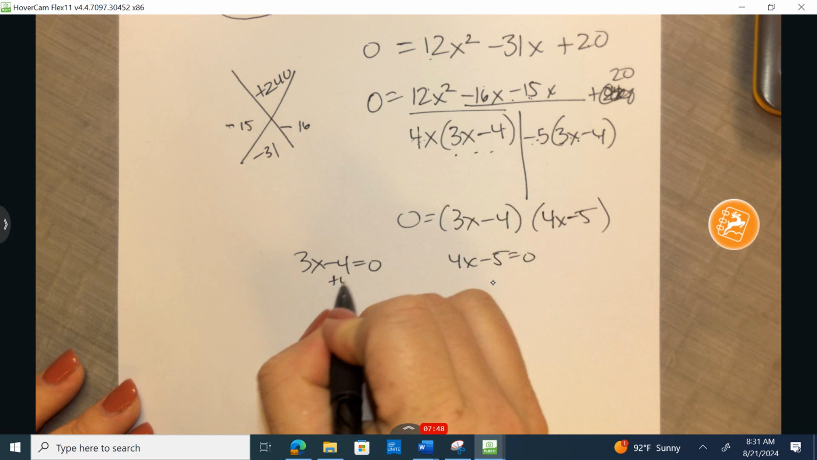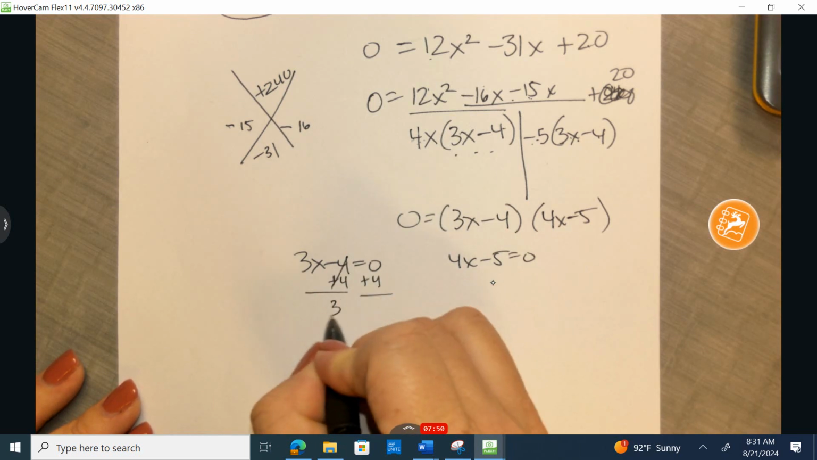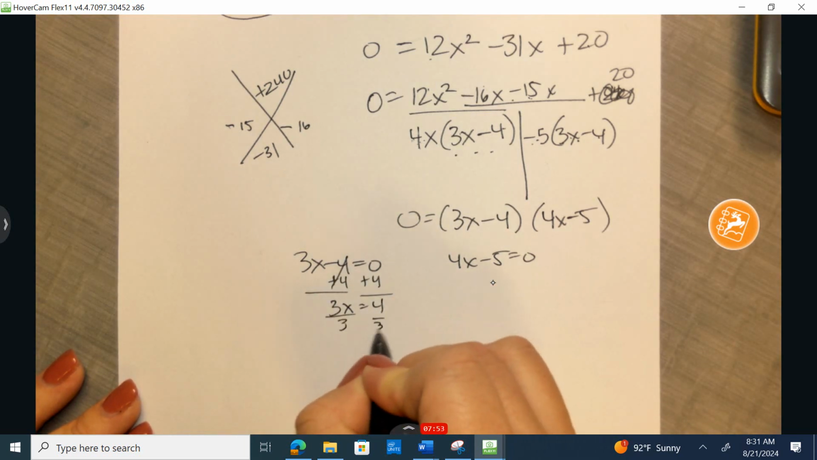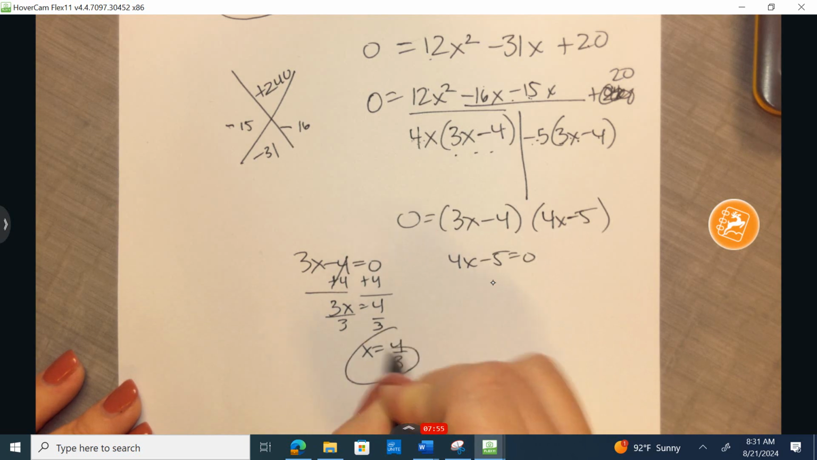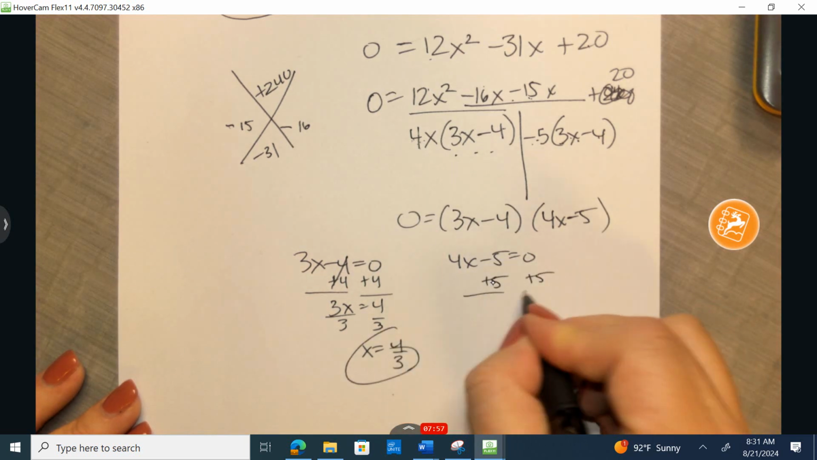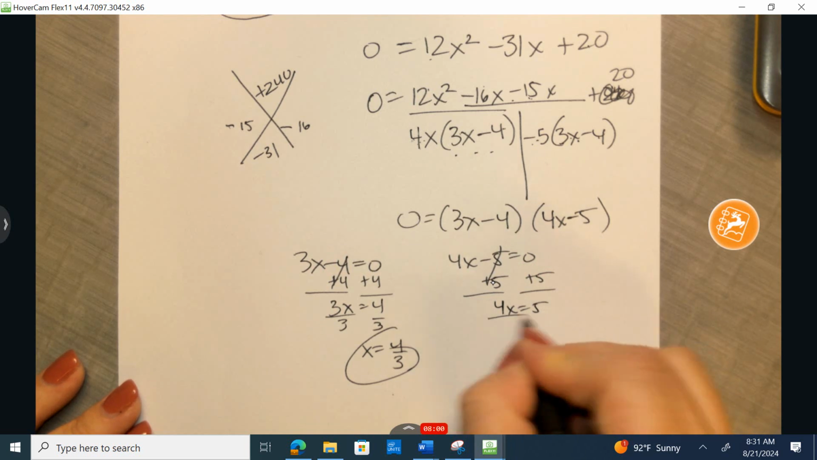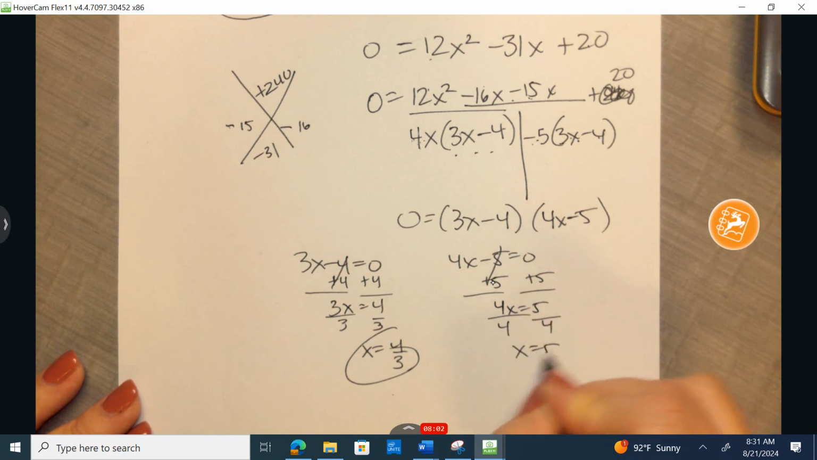Okay, I'm going to add 4 to the opposite side. 3x equals 4, divided by 3, divided by 3, x equals 4/3. Add 5, add 5. 4x equals 5, divided by 4, divided by 4, x equals 5/4.